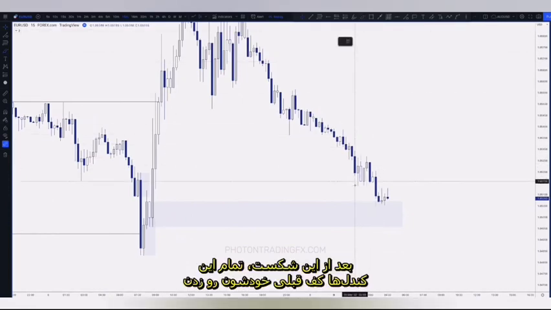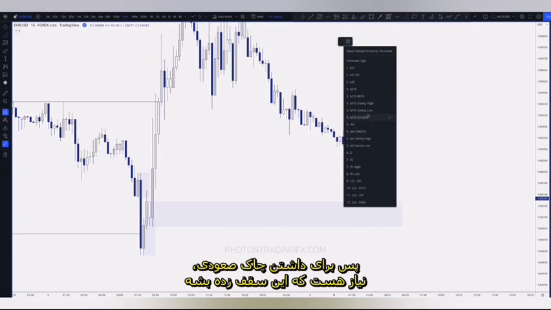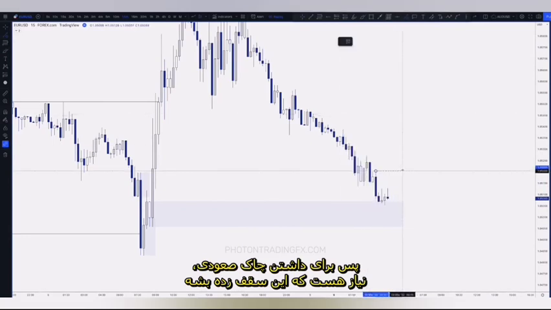Well, since that break there, all of those candles have just broken the prior candle's low. All right, so for there to be a bullish change of character, we would need to see this high go here, right?